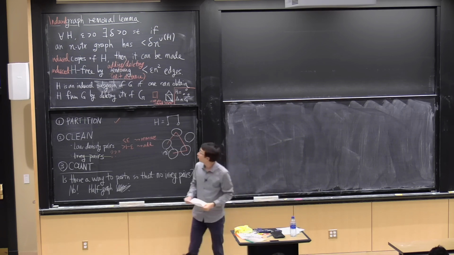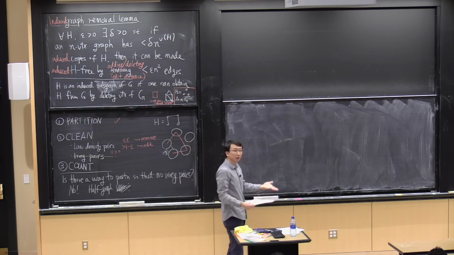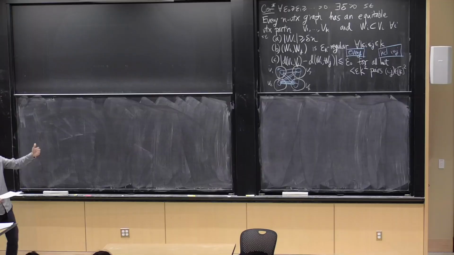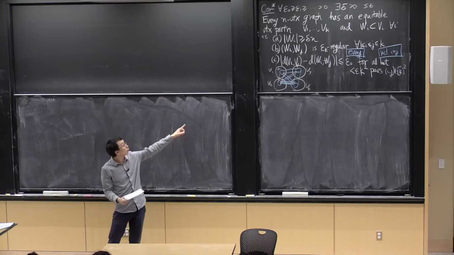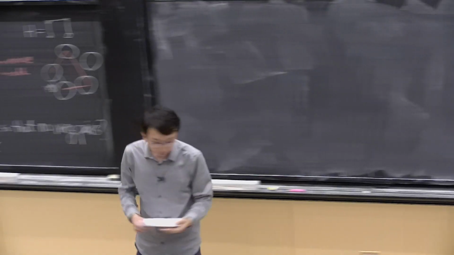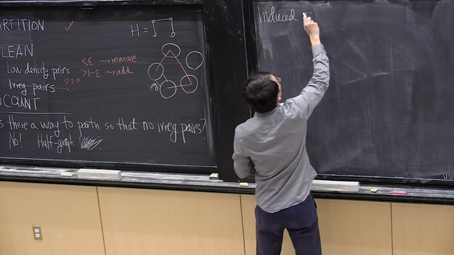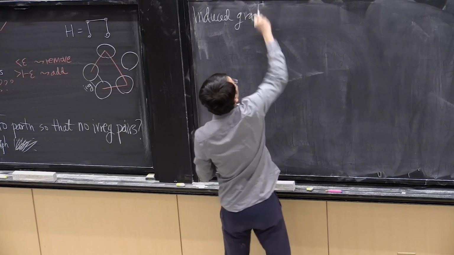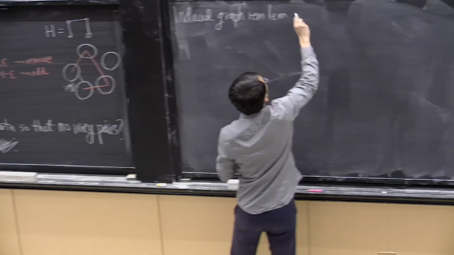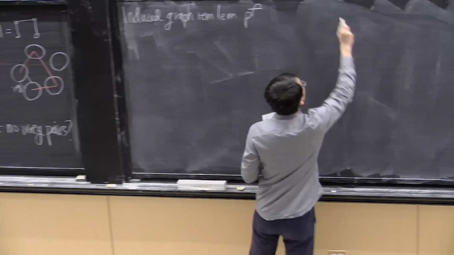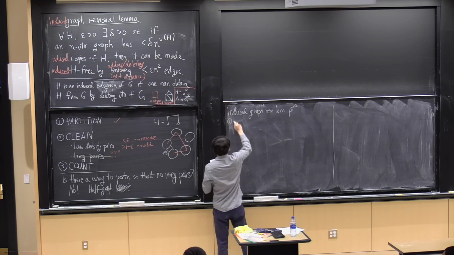So let's now prove the induced graph removal lemma. We'll follow the regularity partition, but with a small twist: instead of using Szemerédi's regularity lemma, we will use that corollary up there. So the three steps. First, we do the partition.